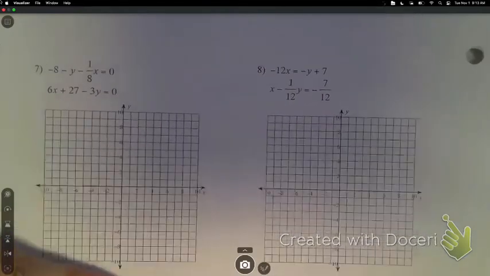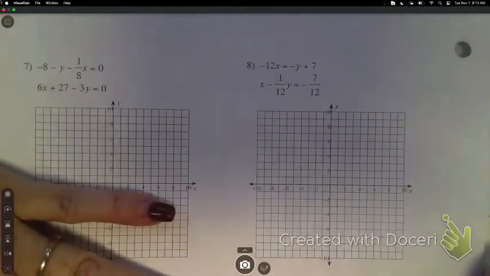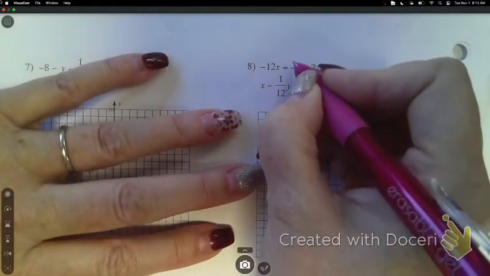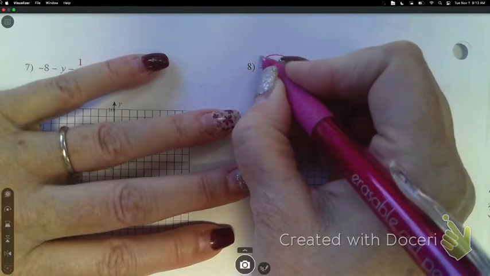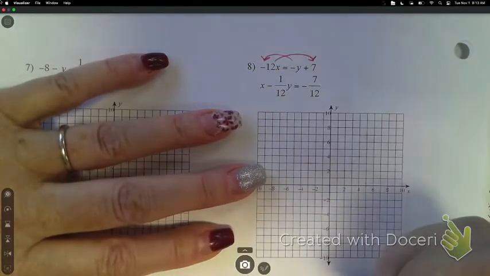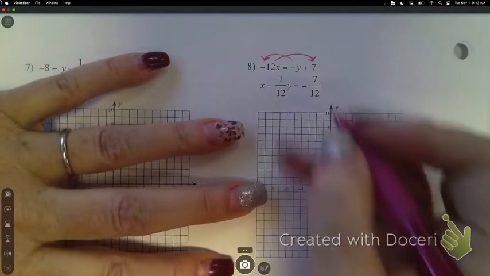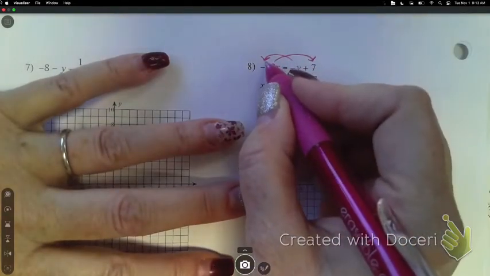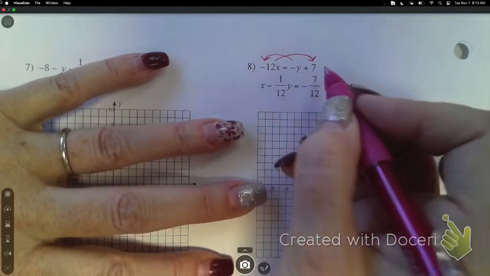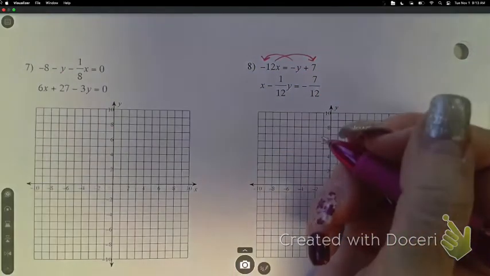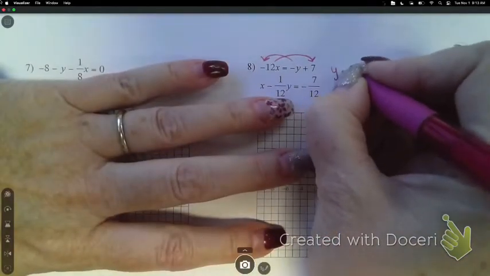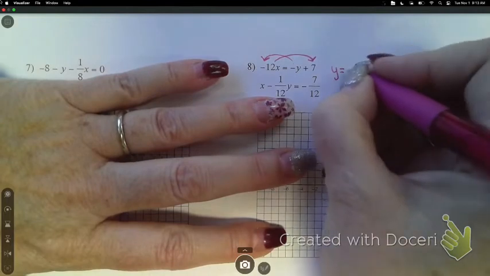So I need to solve them for y, yes? That's what you really want to do, isn't it? On this one, I'm going to add y to this side and add 12x to that side. I'm going to add y because it's negative, and I'm going to add 12x. Does that sound feasible? So y equals what? y equals 12x plus 7.